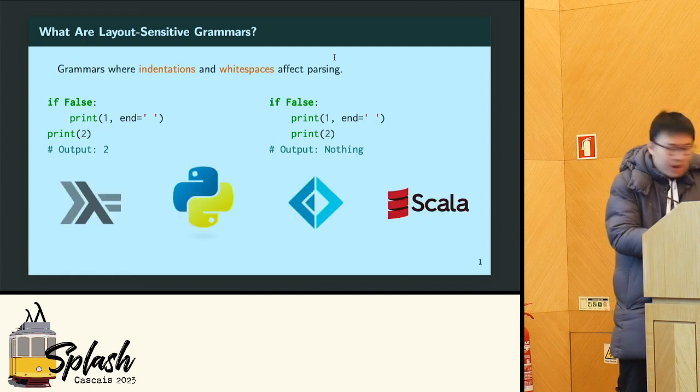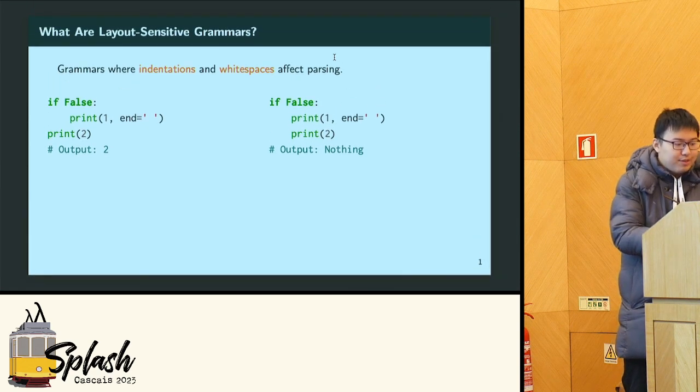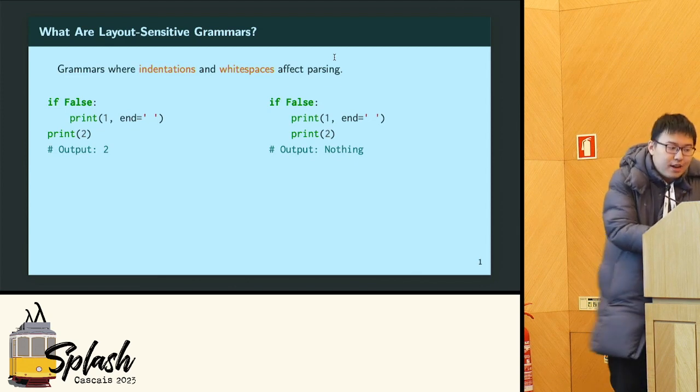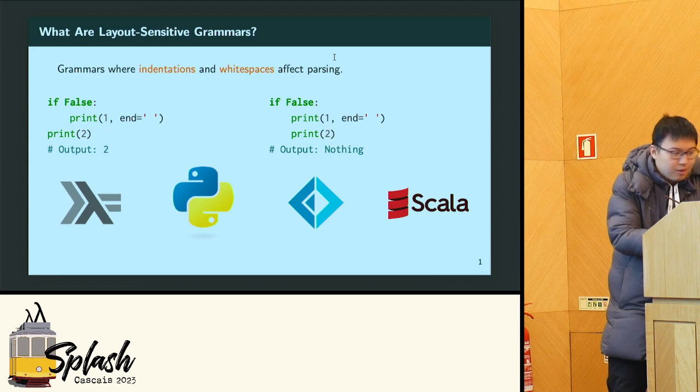The following Python program illustrates how layout affects parsing. On the left side, only the second print statement is executed, while on the right side, neither print is executed, since they both belong to the if body whose guard condition is false. Python is a language defined with layout-sensitive grammars, and therefore, indentation plays a big role in the semantics of those programs. Layout-sensitive grammars have a wide application.